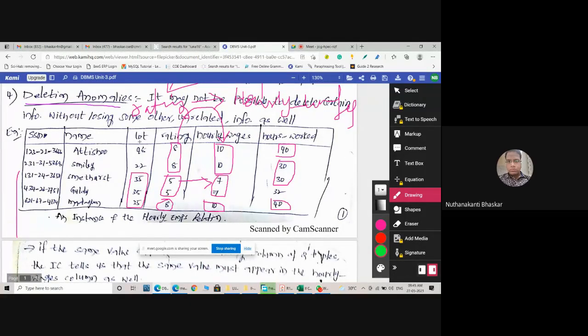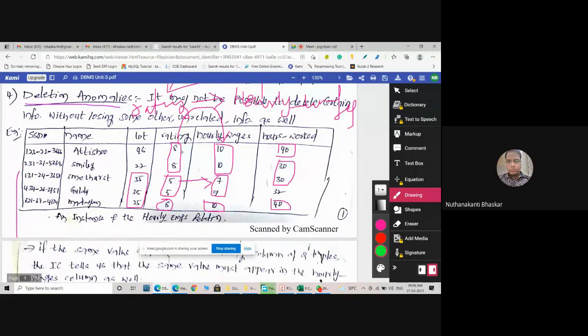If you observe LOT and rating, 48 is there, 8 is there, 22 is there, 8 is there. There is no dependency, because where 48 is there sometimes rating is 8, where 22 is there sometimes 8, where 35 is there sometimes 5, sometimes 8. Different values, so there is no chance of functional dependency. Because rating is not depending on LOT. Yes or no? Yes, sir.